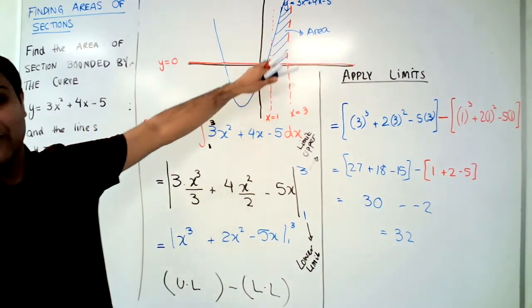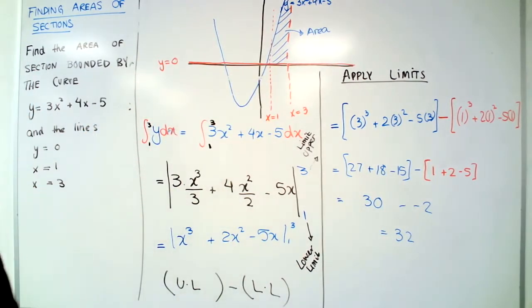That's the area, all this area. Now, we don't know if it's a kilometer square, a meter square or a millimeter square. It depends on the unit. So 32 unit square. This is how we find the area under the curve.